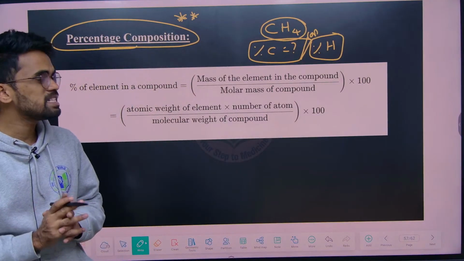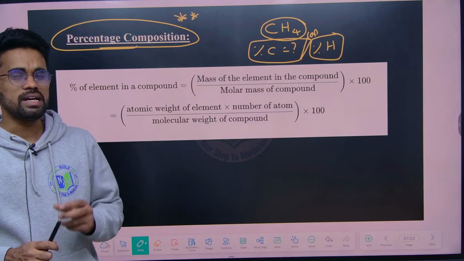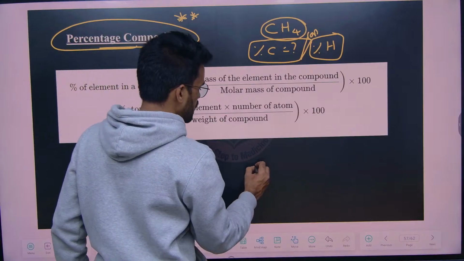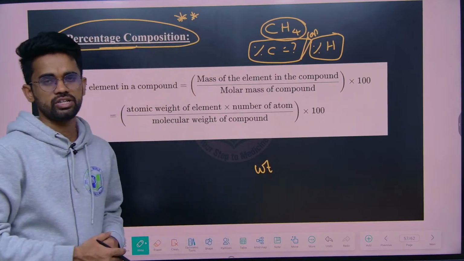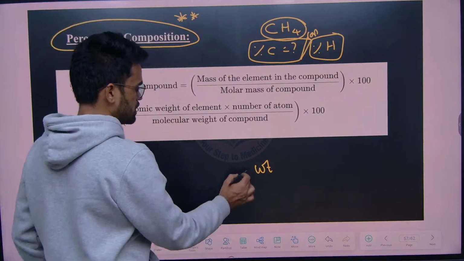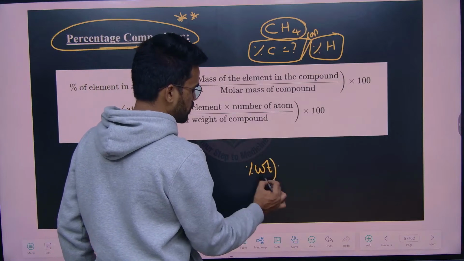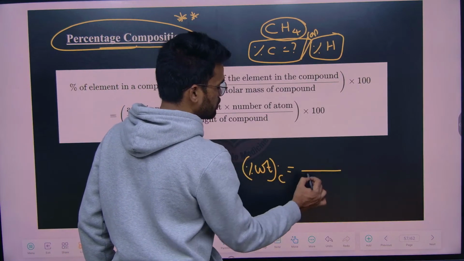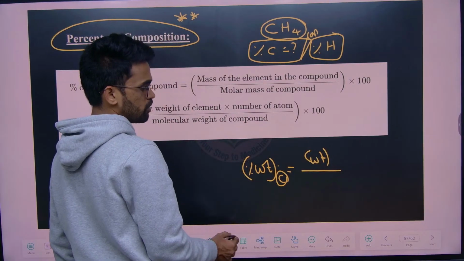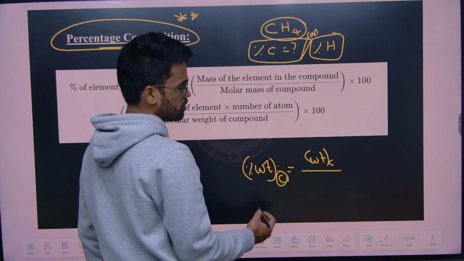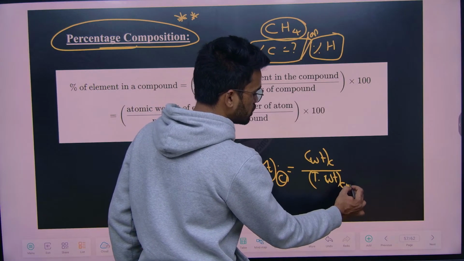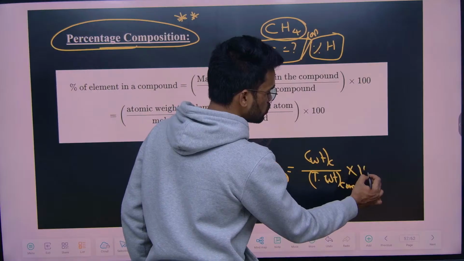Okay, so it is very simple. There are 2 things, percentage of carbon or hydrogen. Like this, if I ask, you need to take either weight percentage or mole percentage. If they are not asking anything particularly, consider it as weight percentage. So if I say weight percentage of carbon, what does it mean? It means the weight of that component, carbon, divided by the total weight of the compound, into 100.